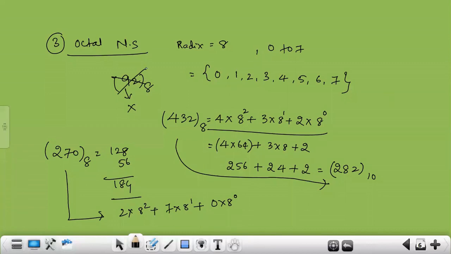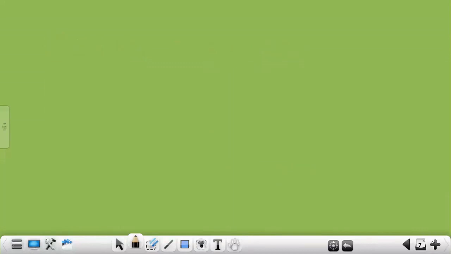Okay, what is the last one? It is the hexadecimal number system. So how much will be the radix? Hexa means 6, decimal is 10, so 6 plus 10, it will be 16. So I'll be having the radix as 16. What all elements can I have here?